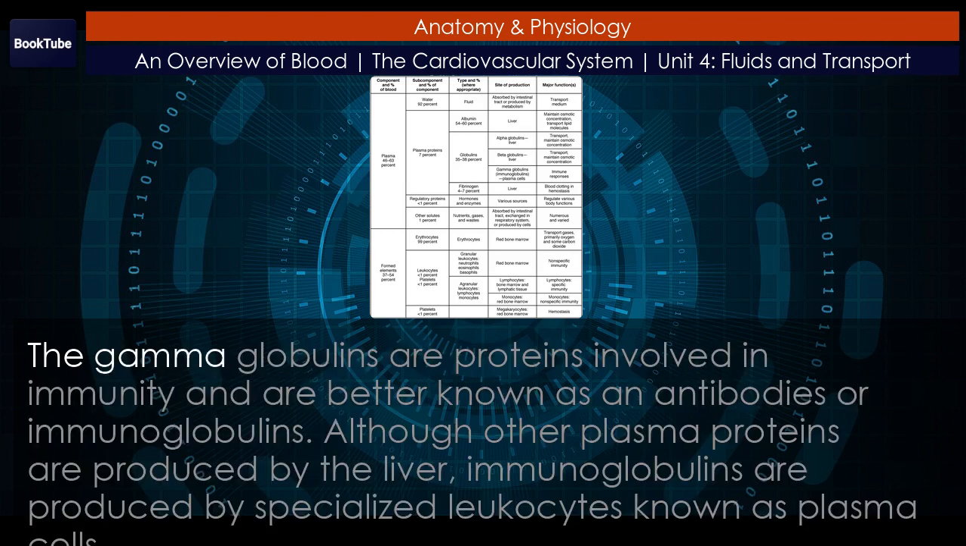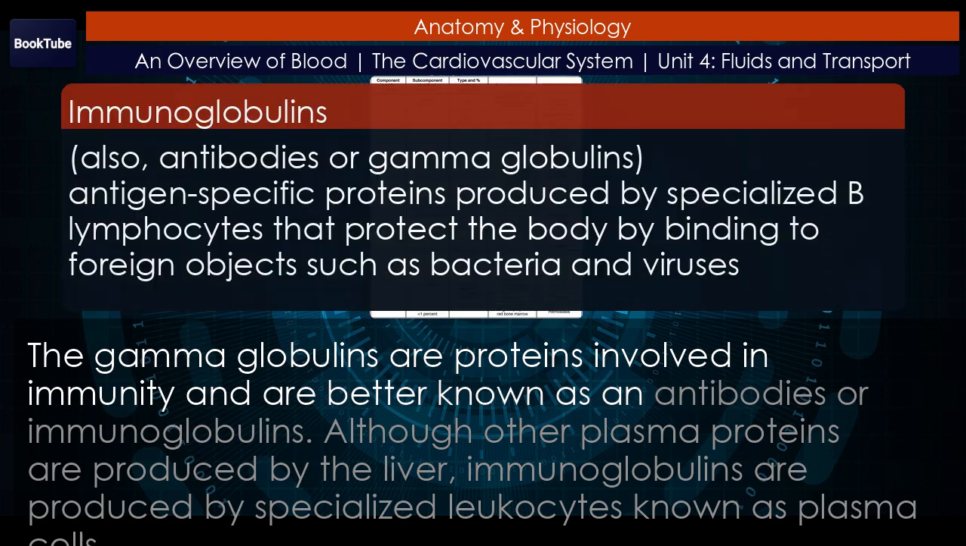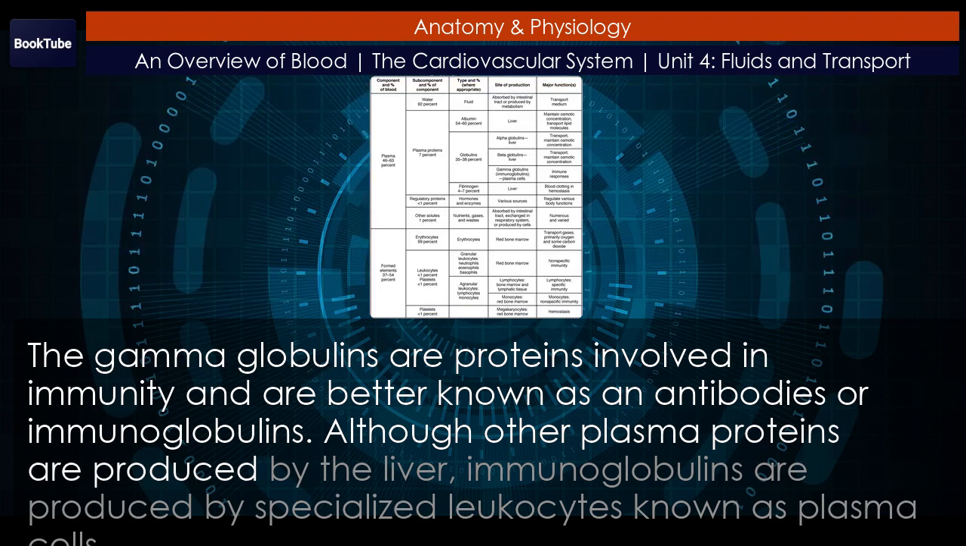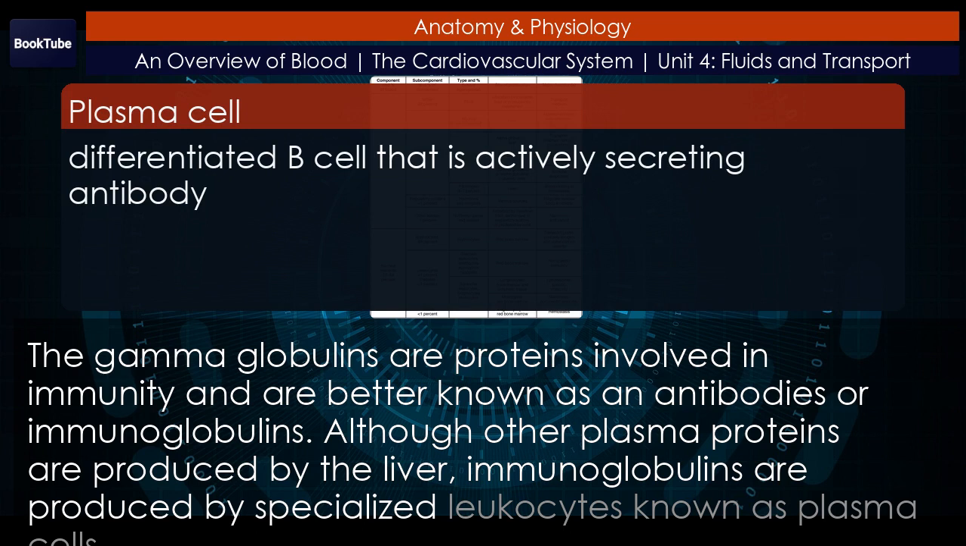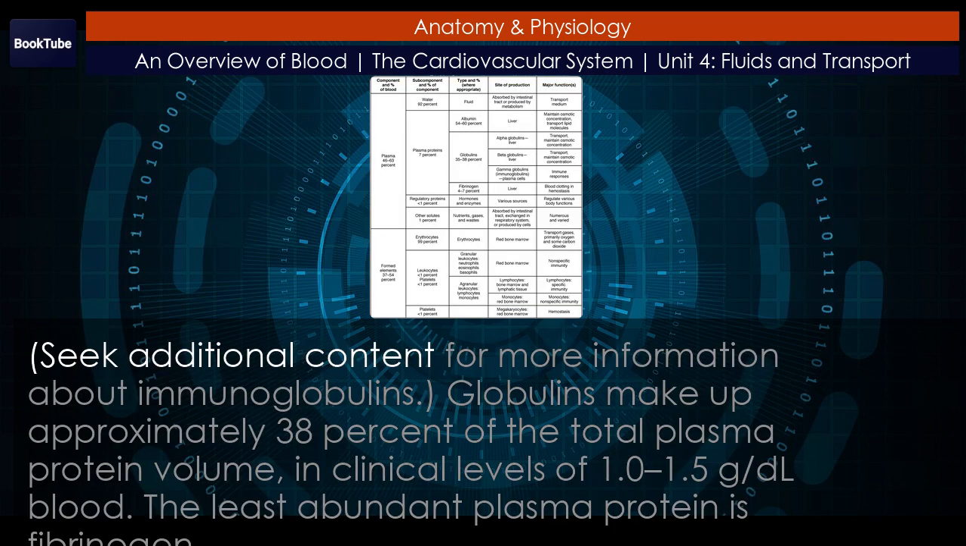The gamma globulins are proteins involved in immunity and are better known as antibodies or immunoglobulins. Although other plasma proteins are produced by the liver, immunoglobulins are produced by specialized leukocytes known as plasma cells. Seek additional content for more information about immunoglobulins. Globulins make up approximately 38% of the total plasma protein volume.